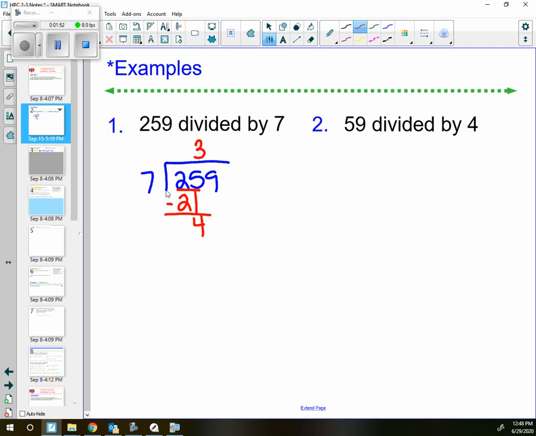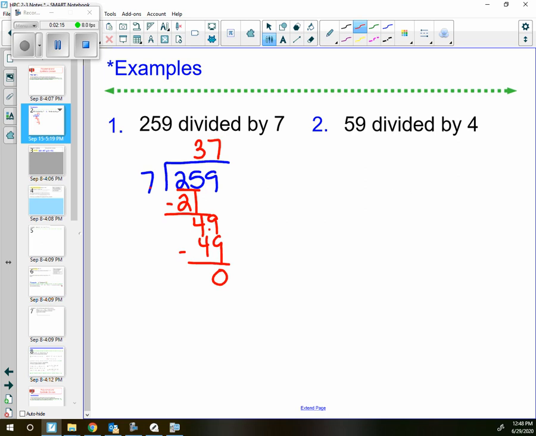So that multiply and then subtract is really important. We need to think about that when we do a regular long division. Then what do we do next? We bring down the 9 and we start over. So how many times does 7 divide into 49? 7 times. So 7 times 7 is 49. And we get a lovely remainder of 0. Okay, so a remainder of 0 means 7 divided into 259 evenly.